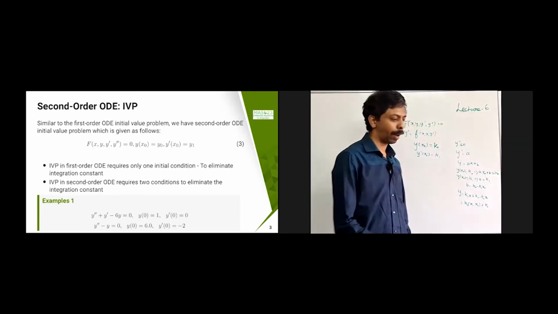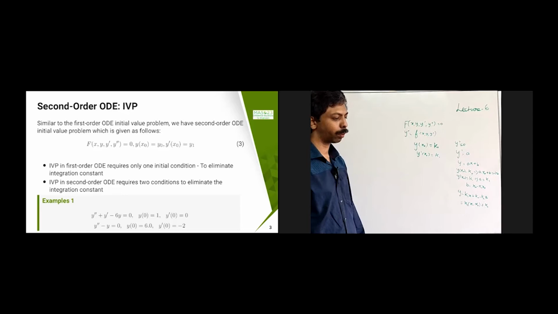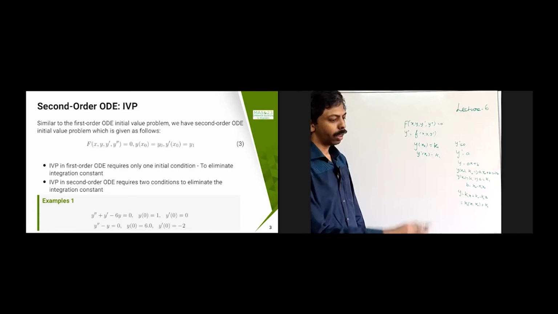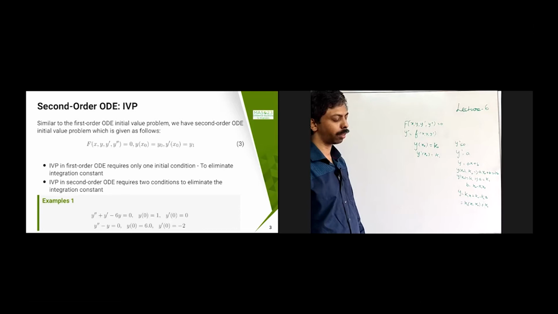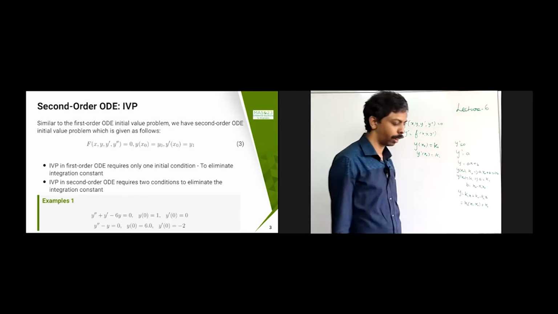So for example, you have the equation y double dash plus y dash minus 6y equal to 0, with y of 0 equal to 1, and y dash of 0 equal to 0. This is an initial value problem. Similarly, y double dash minus y equal to 0 is given. In that case, once again, you can do the same kind of thing. Again, this is called an initial value problem.